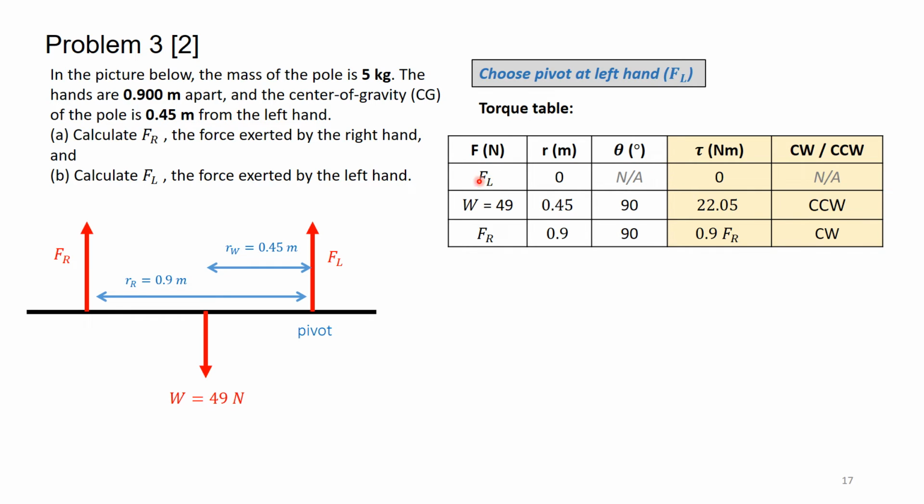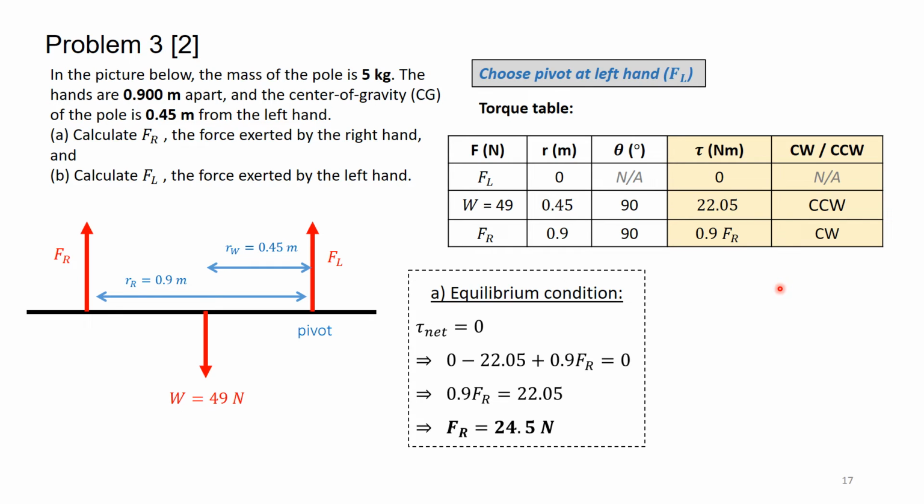So for the FL, you get 0 torque because it's at the pivot. And then for the other forces, you get counterclockwise and clockwise torque. So for the weight around this pivot on the left hand, the weight creates a counterclockwise torque. And then the Fr will produce a clockwise torque. And these are what you end up in the columns, 22.05 for the counterclockwise torque and 0.9 times Fr for the clockwise torque.